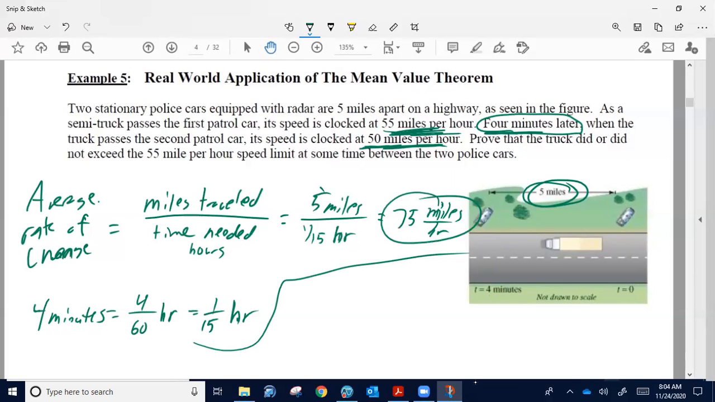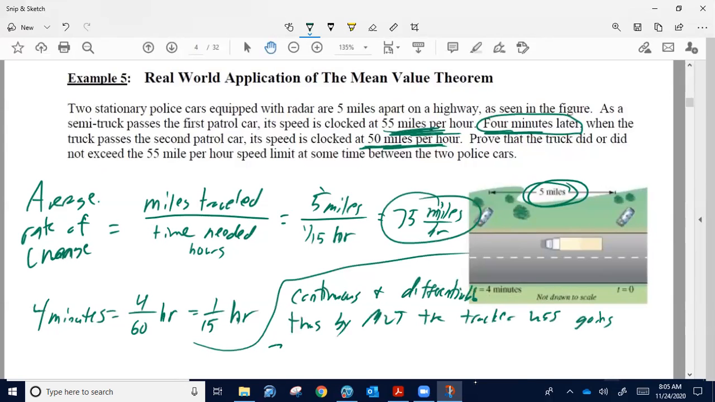So this is continuous. Say the road's continuous, it's differentiable, there's no sharp turns in the road. Continuous and differentiable. Thus, by mean value theorem, the trucker was going 75 miles per hour at some point and was speeding.